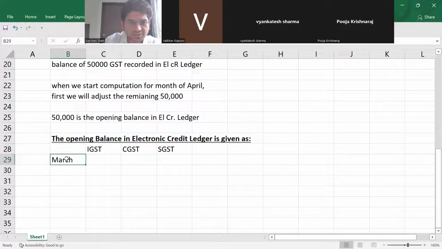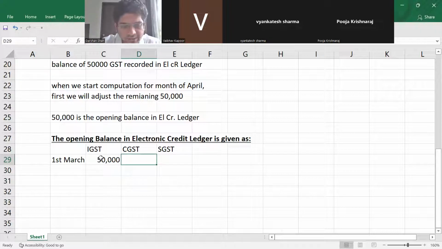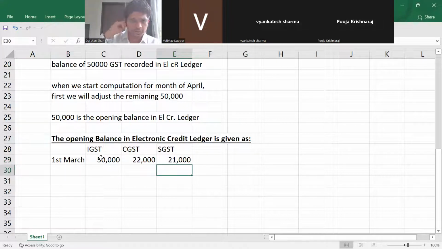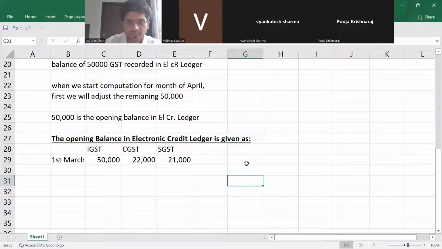In the month of March, on 1st March, IGST is, let us say, 50,000 rupees. CGST balance is 22,000 rupees and SGST balance is, let us say, 21,000 rupees. All three balances can be different. All three balances can be the same. It's a balance.